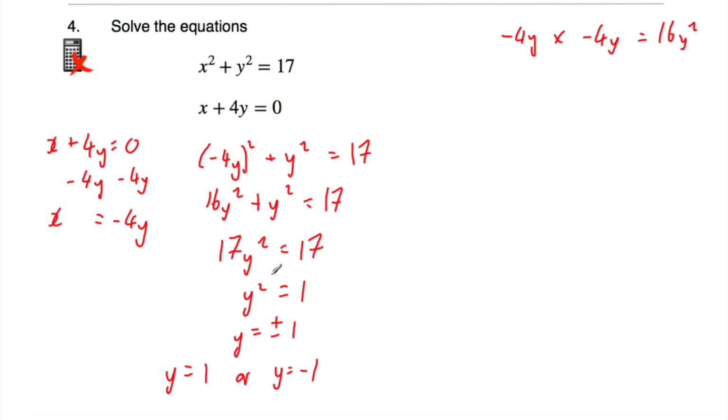Now we've got our values for y, let's substitute those into our equation, and I think we should use this version here, x is equal to minus 4y. If we substitute our values for y into that, then we can find our values for x.